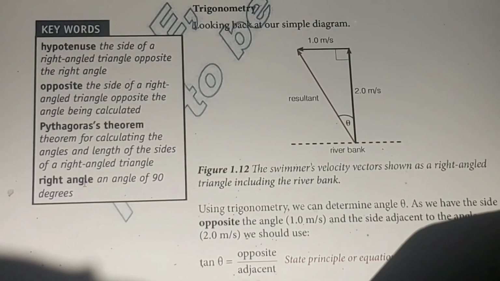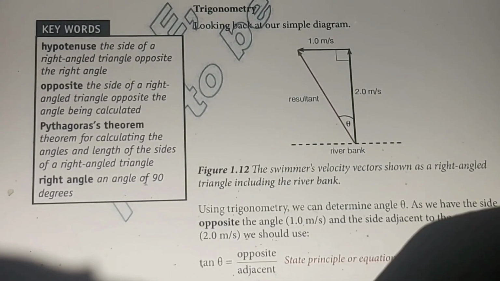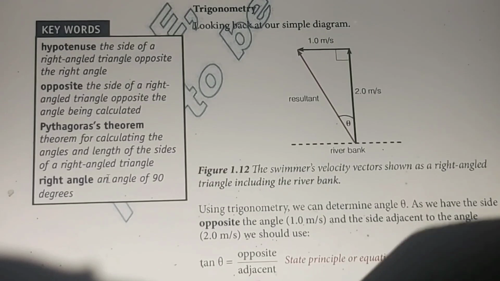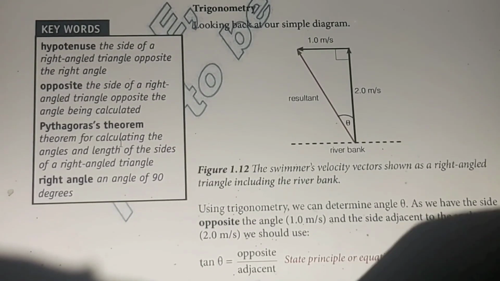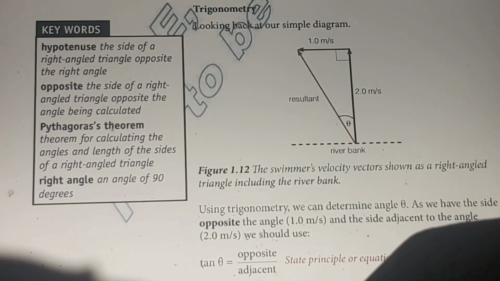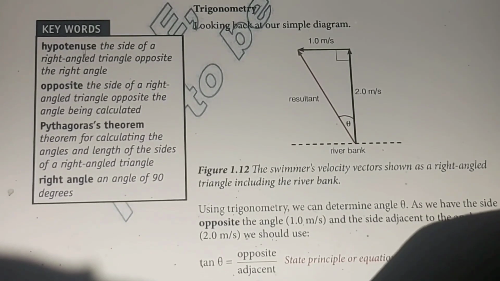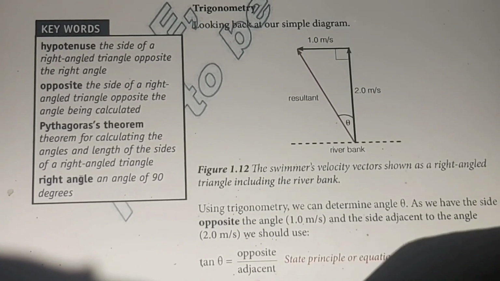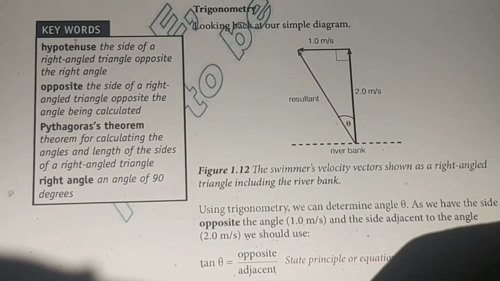A right angle is made by two vectors. Right angle means 90 degrees. When two vectors come together, what do they make? The angle made by two vectors when they are at 90 degrees, we call it a right angle.